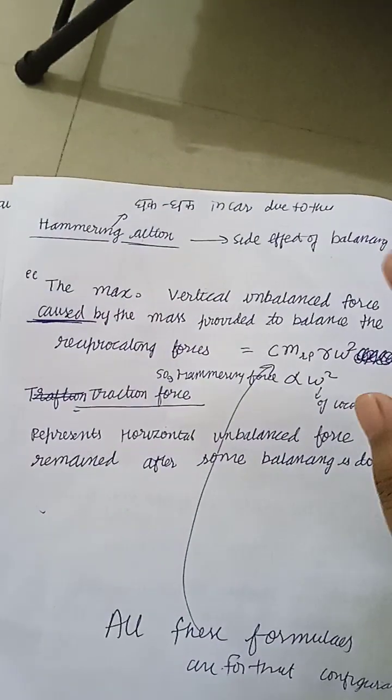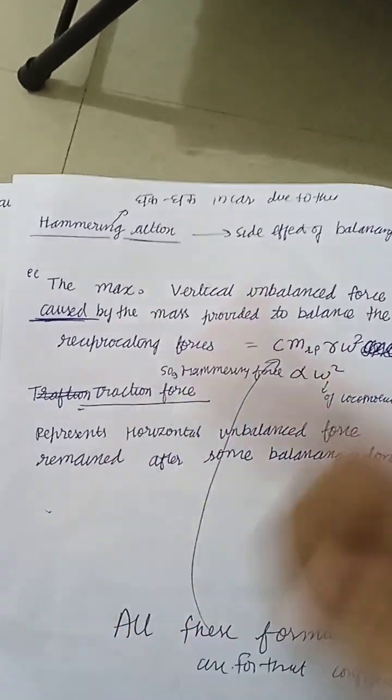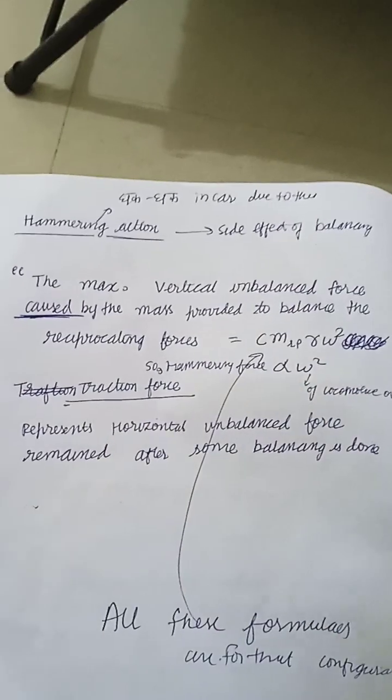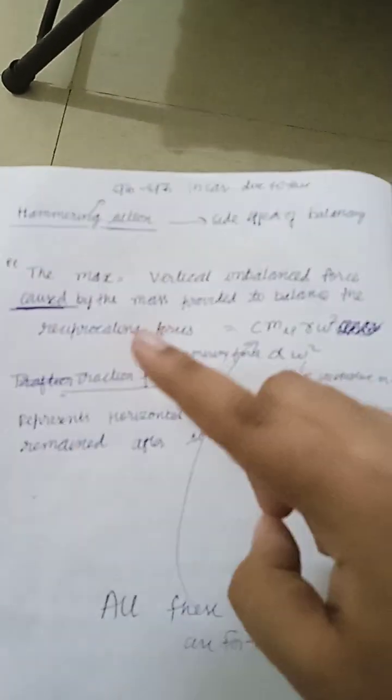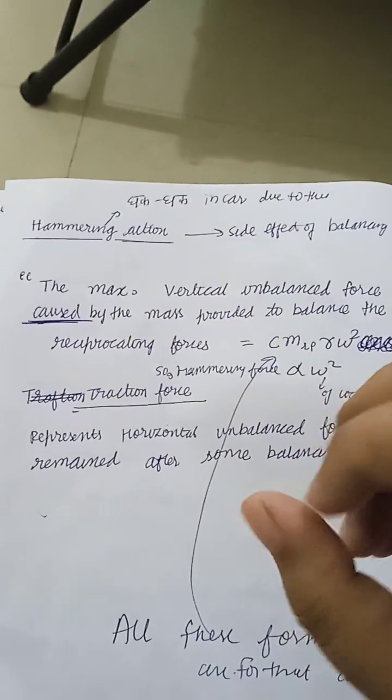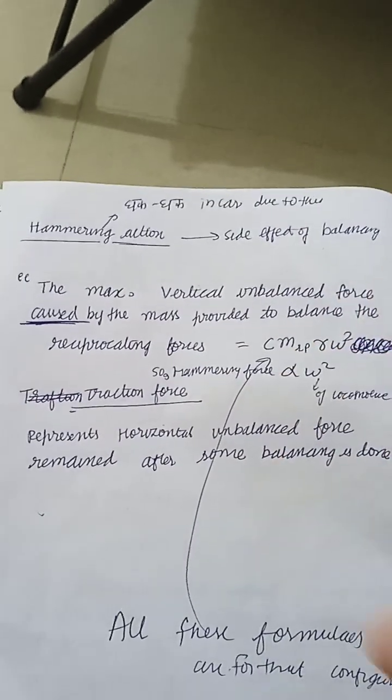Now I told you about the effect of horizontal unbalanced force that remained. Horizontal unbalanced force will cause a force and a swaying couple. Swaying couple is a side effect of traction force only.